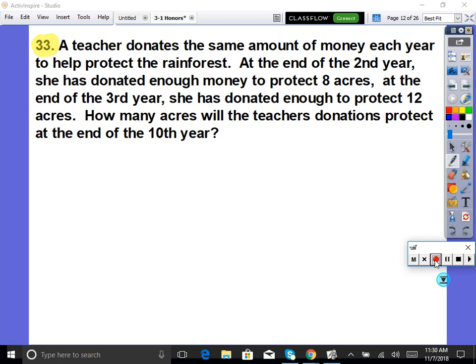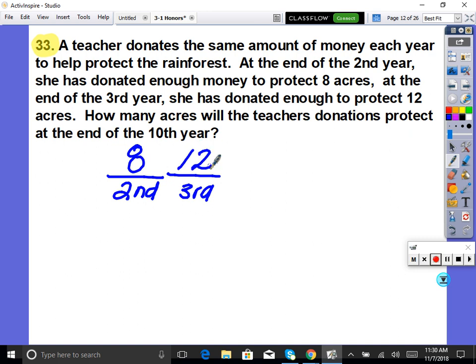I kind of drew myself out a little picture. That was the second year, right? She protected 8 acres. Then the third year, she protects 12 acres. Sorry, I'm reading it from up here. Up close is hard. And then it says dot dot dot. How many acres will the teacher protect at the end of the 10th year?